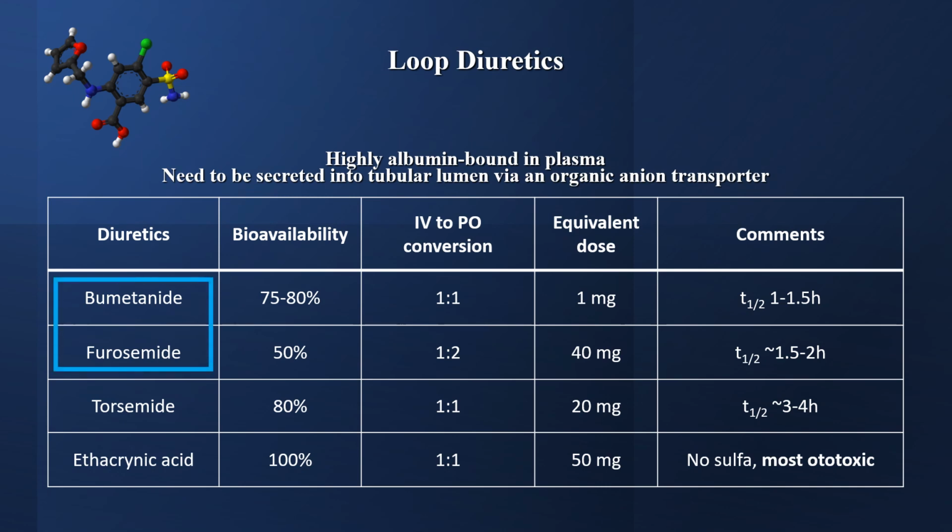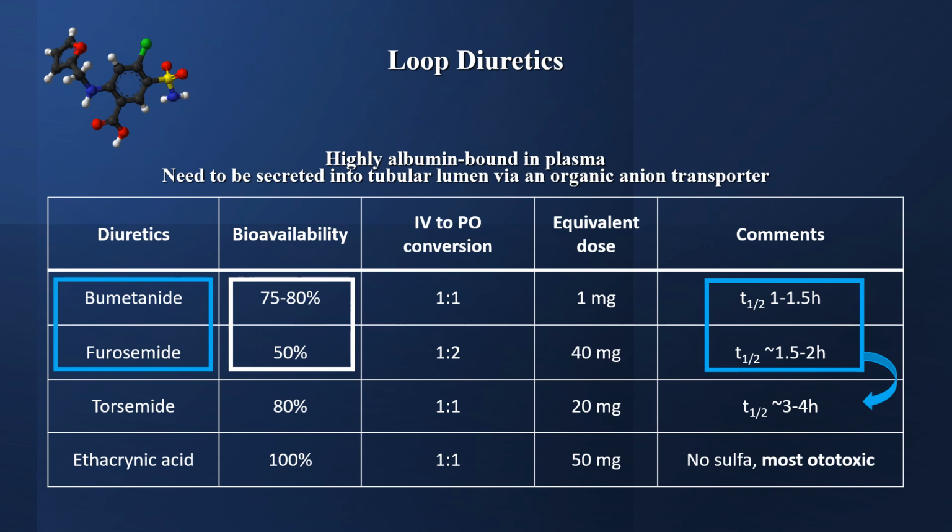Bumetanide and furosemide are the two most commonly used loop diuretics. They are both more short-acting compared to torsemide. Bumetanide has a greater bioavailability compared to furosemide. This means 80% of orally administered bumetanide will be absorbed, while only 50% of orally administered furosemide is absorbed by the gut.